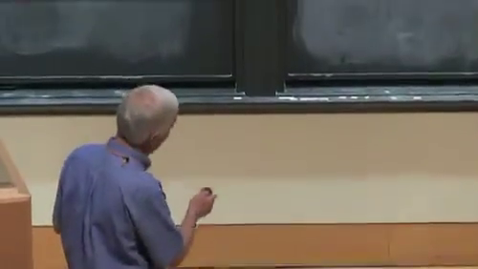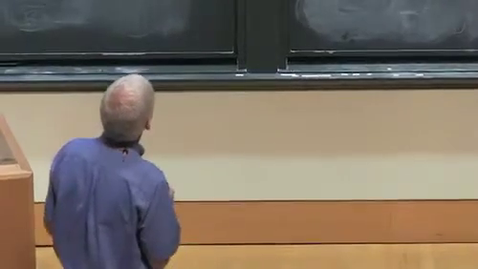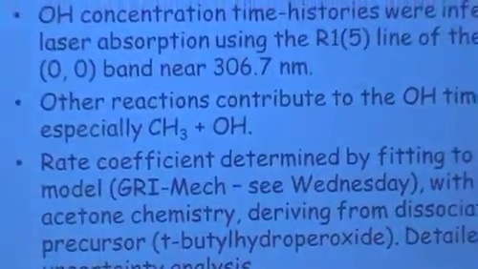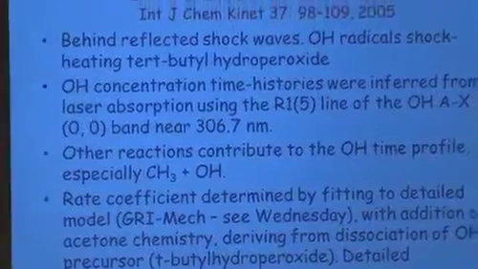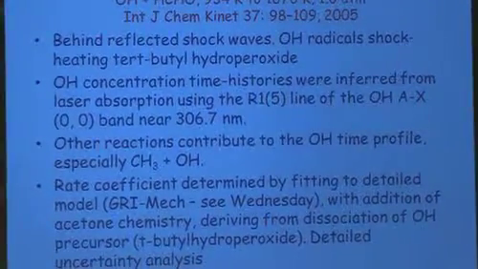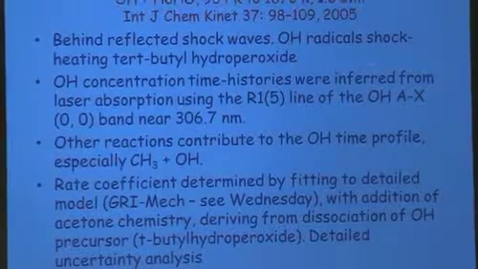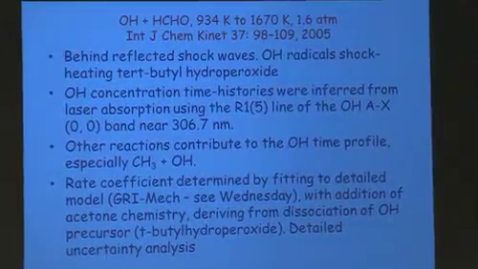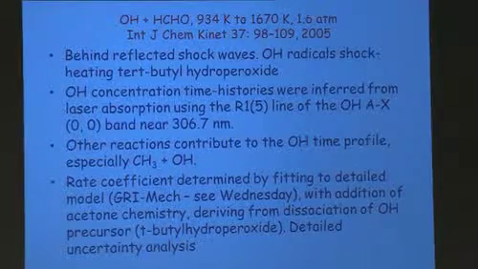So let's move on from what we were talking about there to another example, OH plus formaldehyde, again looked at by the Stanford group. So behind reflected shock waves, so they're working at higher temperatures than the incident shock wave, the OH radical was formed from shock-heated tertiary butyl hydroperoxide, which is the example that I gave over here for the pulse photolysis experiment.